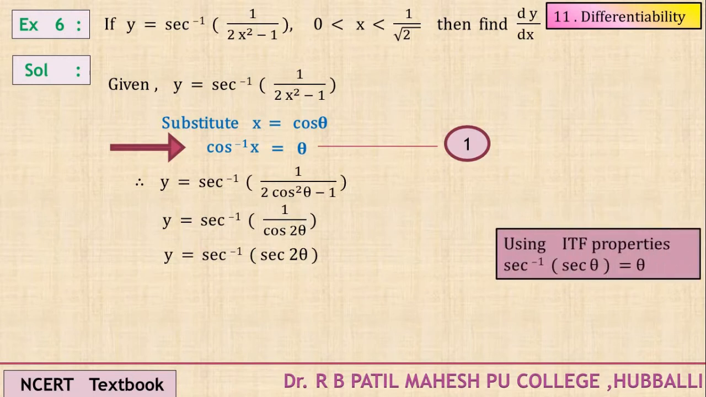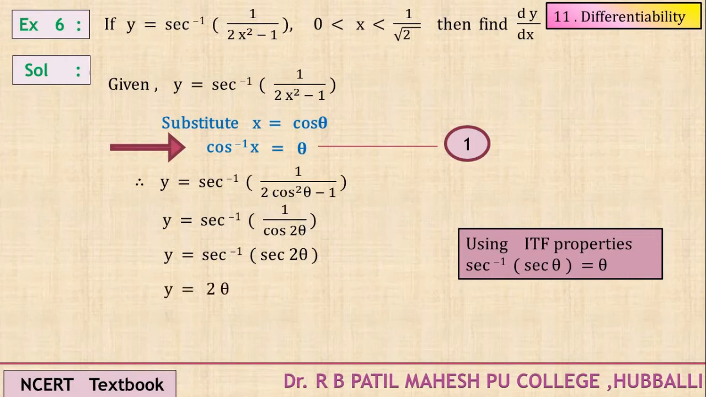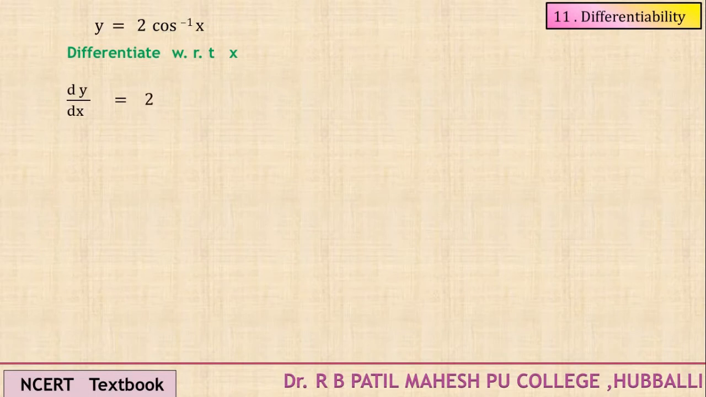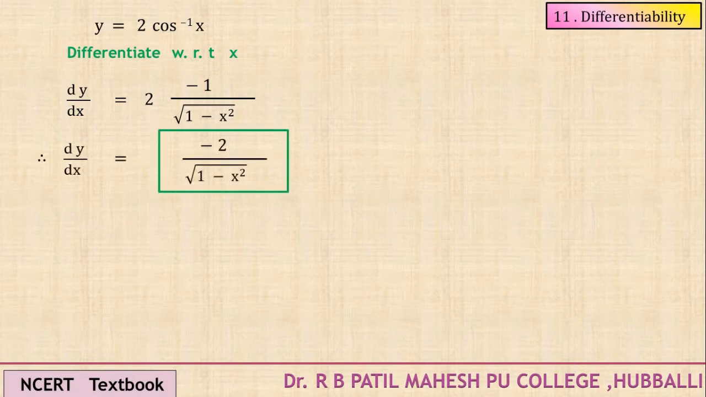Now, using the inverse trigonometric function property, it is written as only 2 theta, and from equation 1, theta is substituted as cos inverse x. So now I differentiate this function with respect to x. dy by dx is equal to 2 as it is. You know the derivative of cos inverse x is minus 1 divided by root of 1 minus x square. So rewriting this, it becomes minus 2 divided by root of 1 minus x square. So this is the solution, the derivative of the given example. I hope you understood the substitution and identity we used, and then the simplest form.